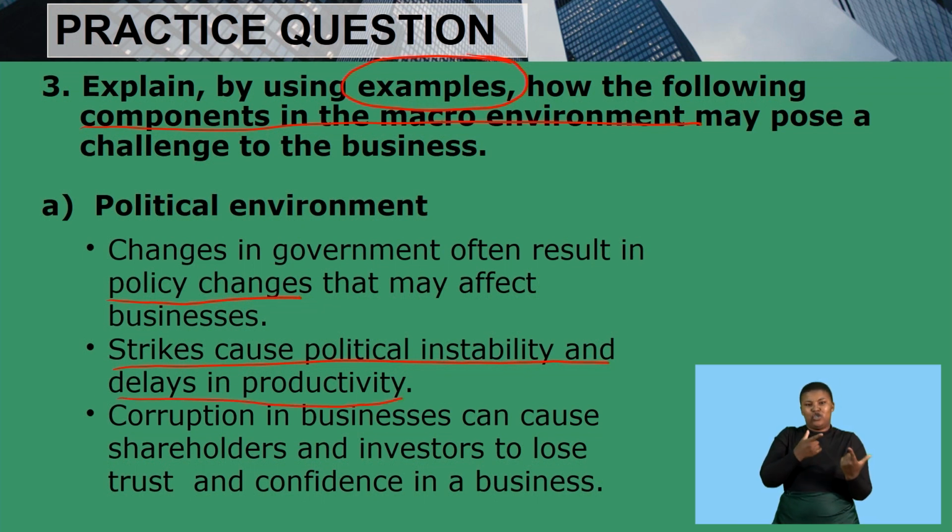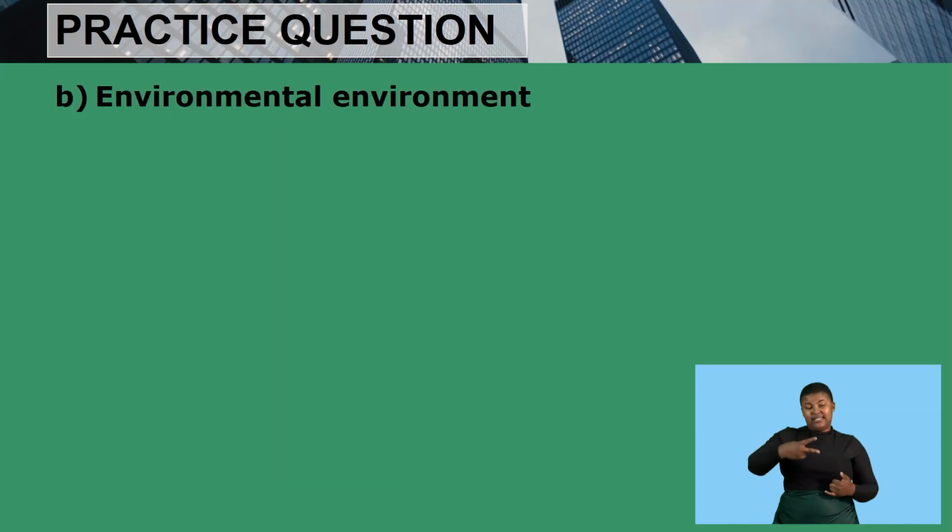And our third example was corruption. So how does it pose a challenge? Corruption may cause shareholders or investors to lose their trust or their confidence in a business. So there we have discussed how these examples of political environmental issues can pose challenges to the business. So let's continue. The second one, the B one, was specifically the environmental environment.